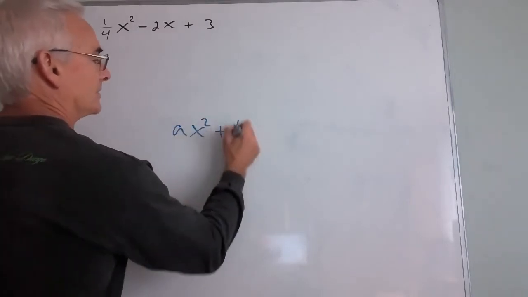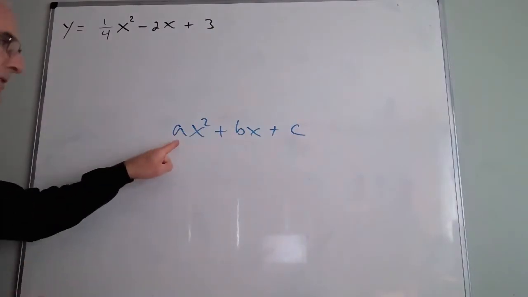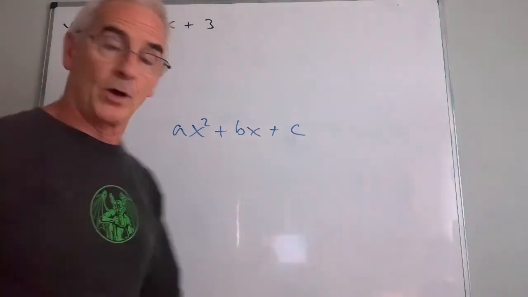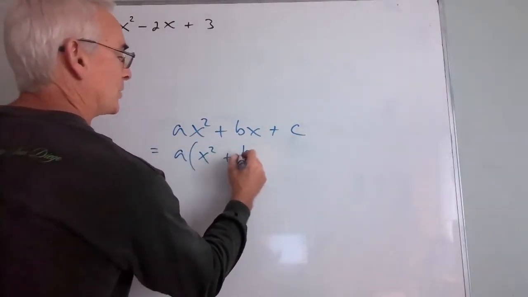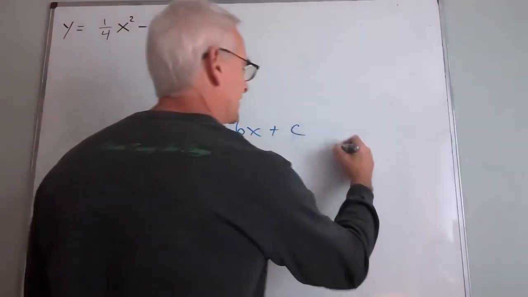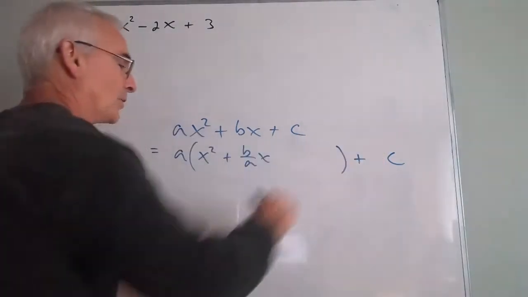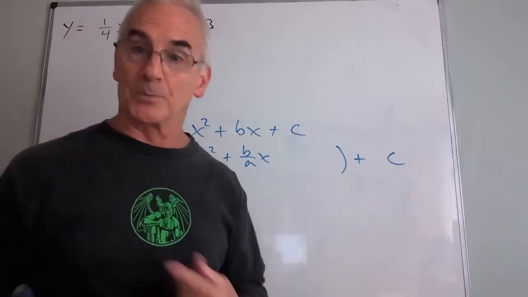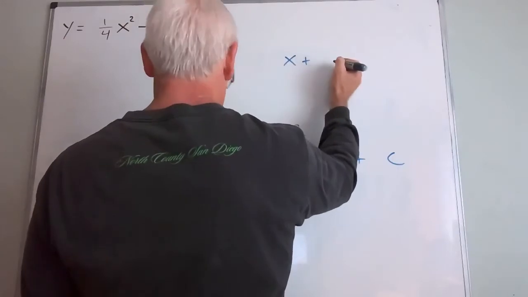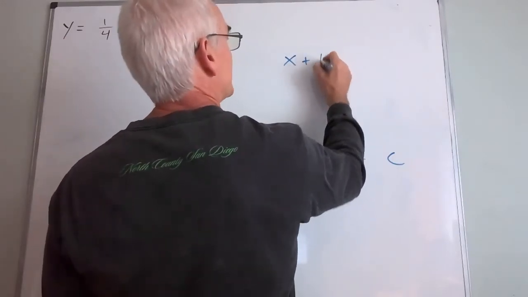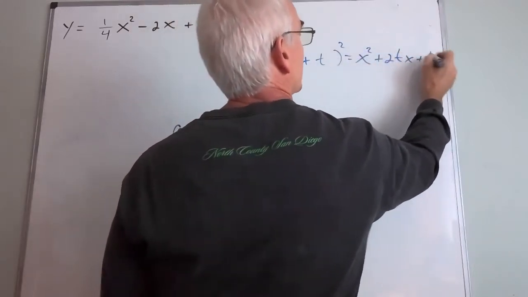I've got this, and I want to complete the square. But you know you can't complete the square when your lead coefficient's anything other than a 1. So the first thing you do is write it as a times x squared plus b over a x, but I don't need the c, so I'm going to put it on the outside. Okay, so I know these are equal. Now, in case you forgot, when you complete the square, if I have x plus t, quantity squared, that's x squared plus 2tx plus t squared.